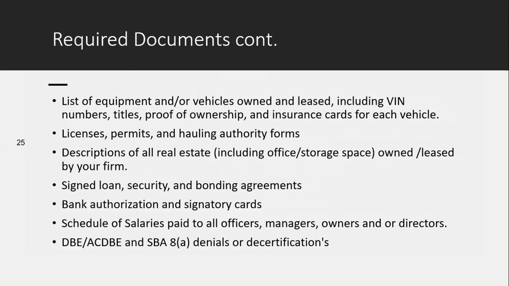List of equipment and/or vehicles owned and leased, including VIN numbers, titles, proof of ownership, and insurance cards for each vehicle. Licenses, permits, and hauling authority forms. Descriptions of all real estate, including office and storage space owned or leased by the firm. Signed loan, security, and bonding agreements. Bank authorization and signatory cards. Schedule of salaries paid to all officers, owners, managers, and/or directors. DBE and ACDBE and SBA 8(a) denials or certifications.